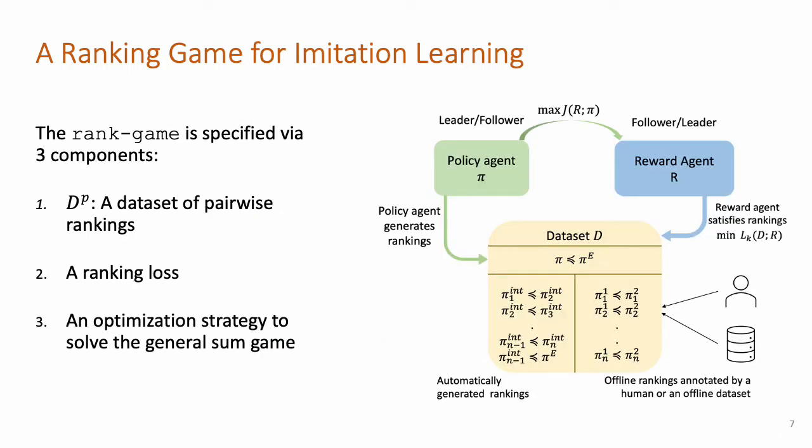RankGame is specified by three components. First, we consider a dataset of pairwise rankings. Second component is the ranking loss, which specifies an optimization objective the reward function uses to satisfy the behavior rankings. And lastly, we need to specify an optimization strategy that the two players, the policy and the reward, will use to solve the two-player game.